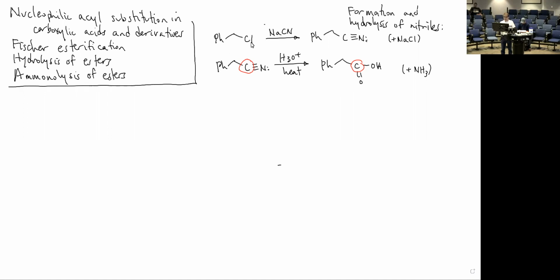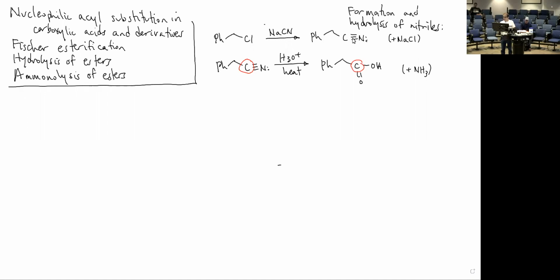Nitriles like this, in turn, can be made by doing a substitution reaction on an alkyl halide. So this is an alkyl chloride. It could also have been an alkyl bromide or an alkyl iodide. If we treat this with sodium cyanide, then you get the nitrile that's 1 carbon longer than whatever you started with. And you'll also get an inorganic side product, in this case, sodium chloride.